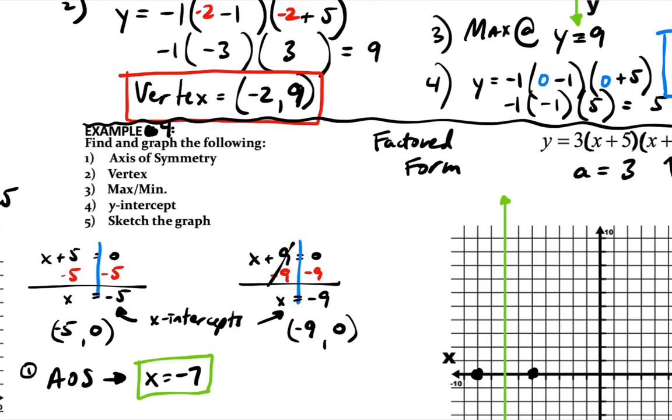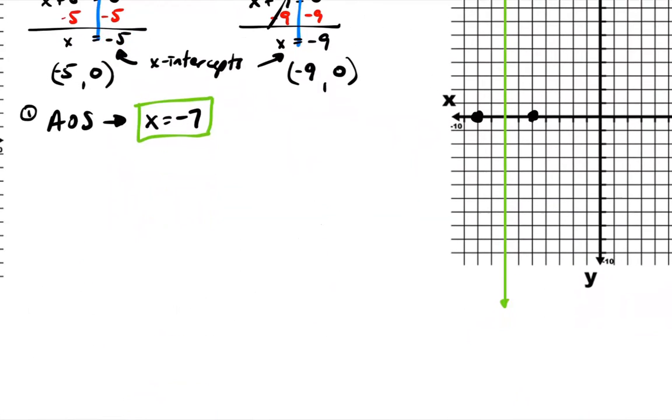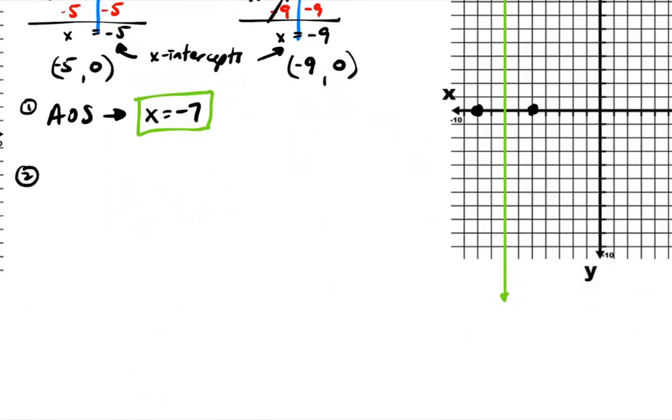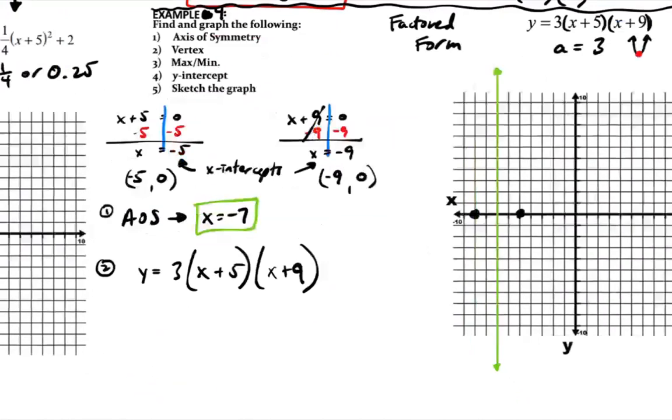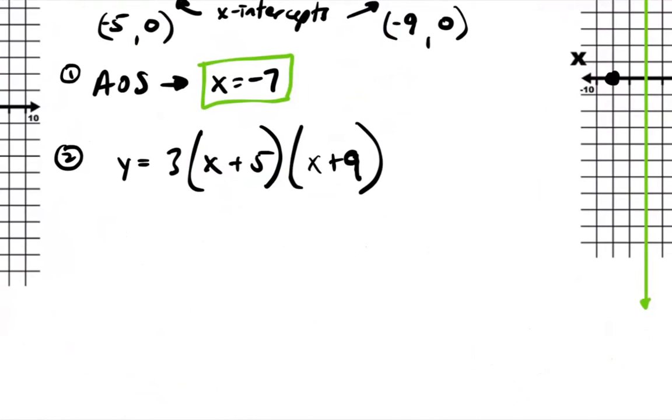And then the problem before that, we used it to find the vertex. So the original equation was 3 times x plus 5, x plus 9. What I'm going to do here is plug in -7 for x: plug in -7 there, plug in -7 there.